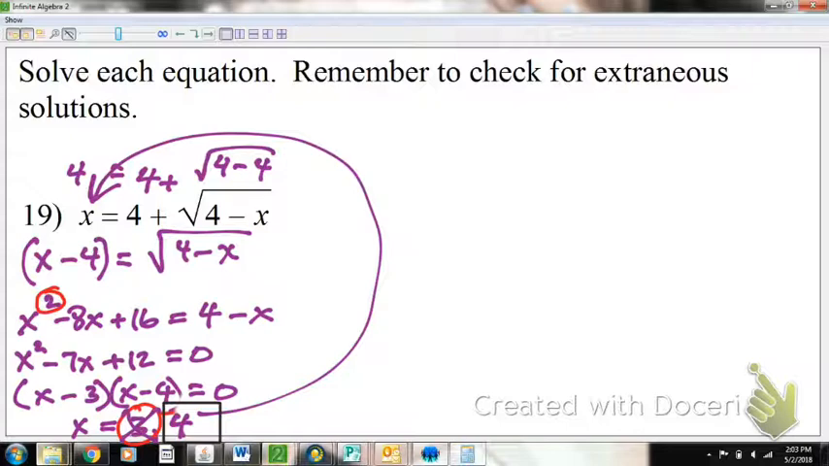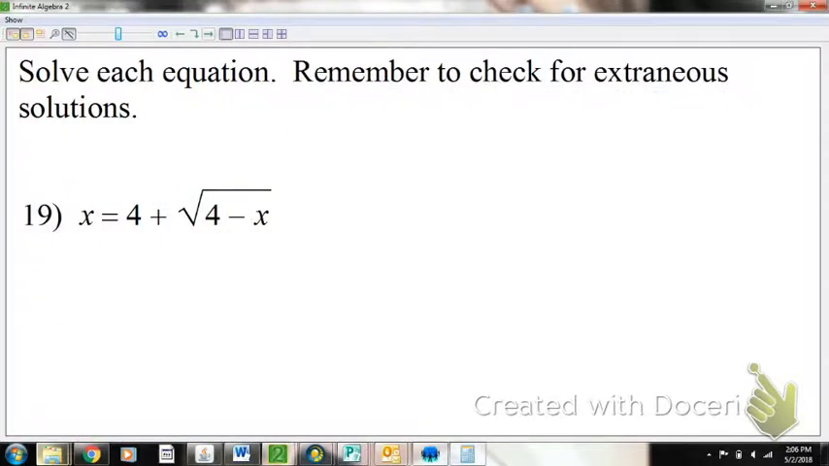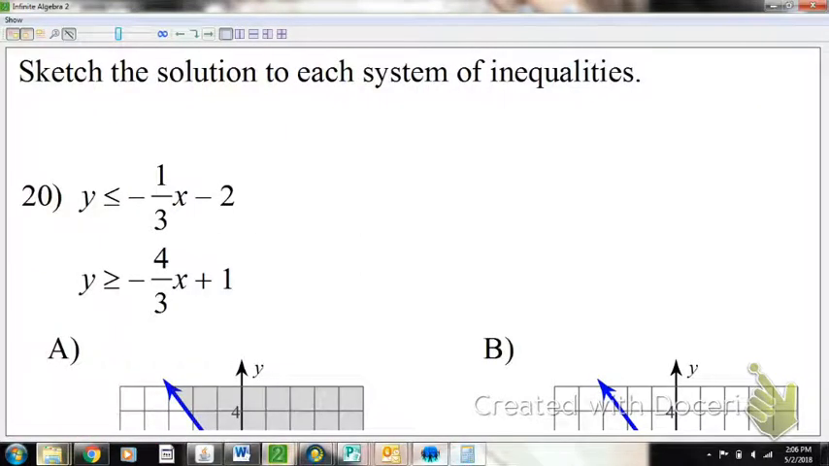So you always have to remember to check for extra solutions when you're doing this. And the test tomorrow will have this reminder on it, and I'll also remind you of it in the preliminaries of the test. All right, number 20.